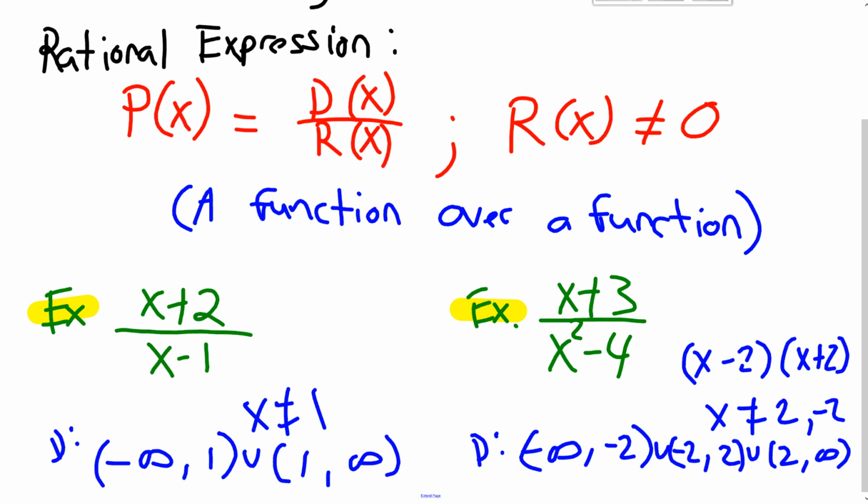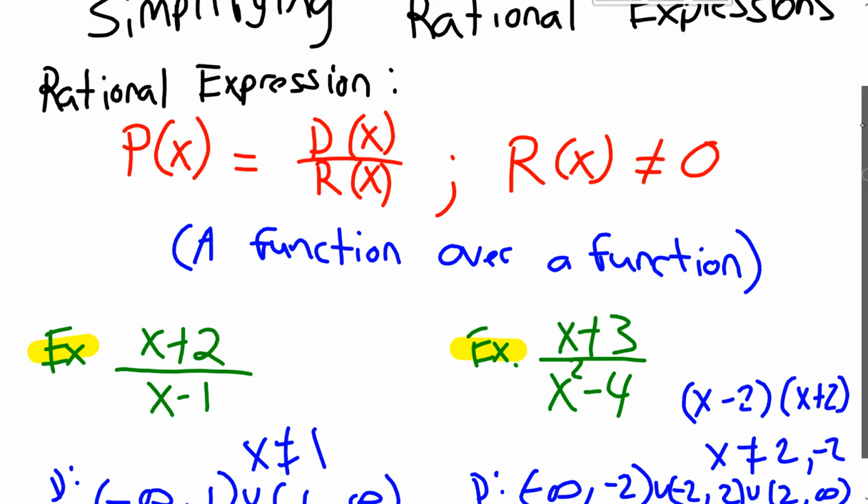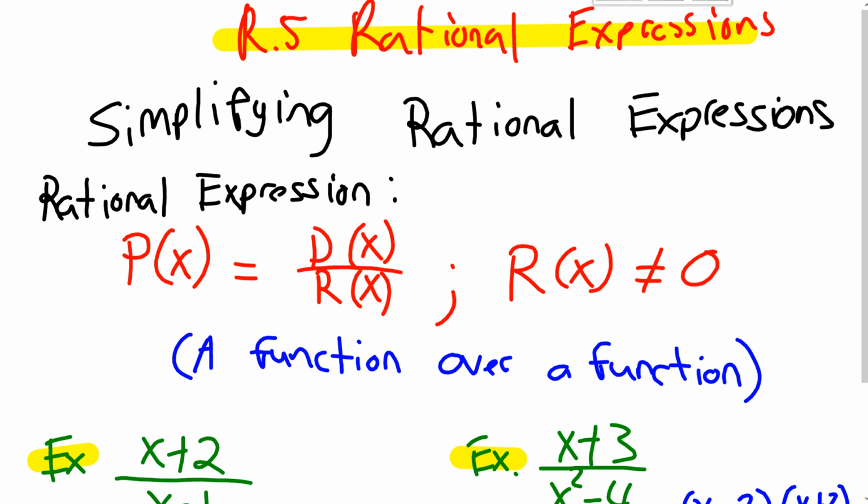So what we want to do is factor the top and factor the bottom, set the bottom equal to 0, find your domain, and then simplify if you can. That's the process for dealing with rational expressions and simplifying them.